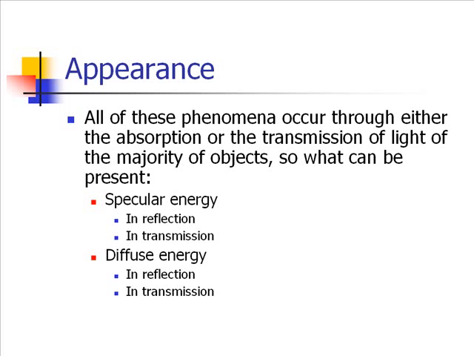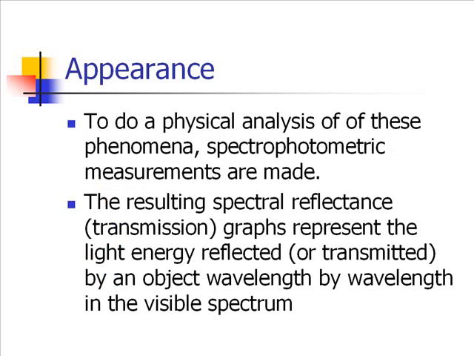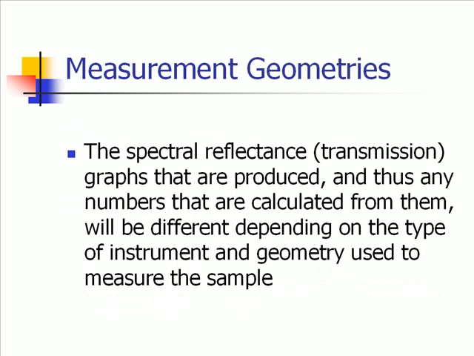So we can measure this. The graphs that we get show how much light energy is reflected off of the surface wavelength by wavelength, or our object curve. So the spectral reflectance graphs are produced, and thus any numbers that are calculated from them will be different depending on the type of instrument and the geometry used to measure that sample.